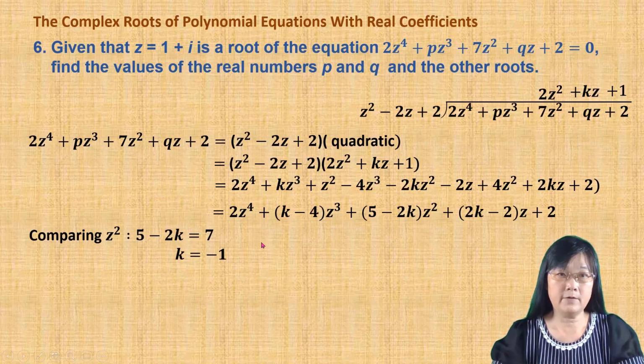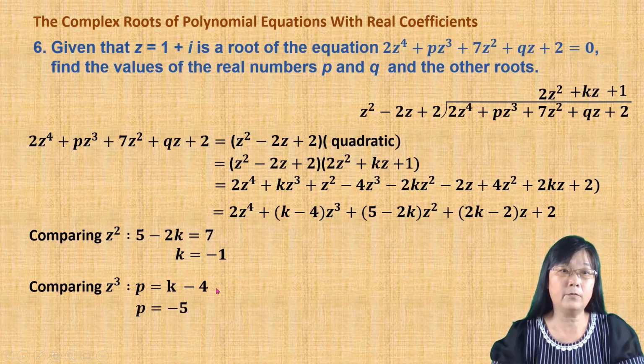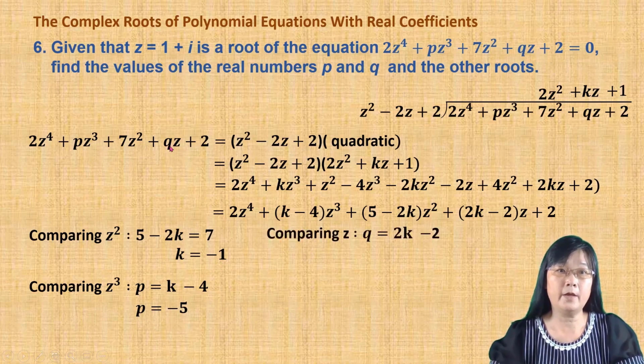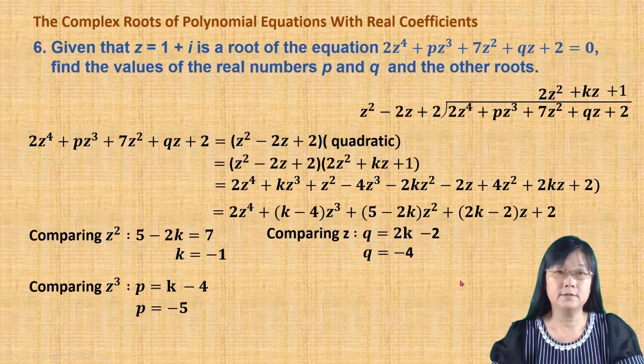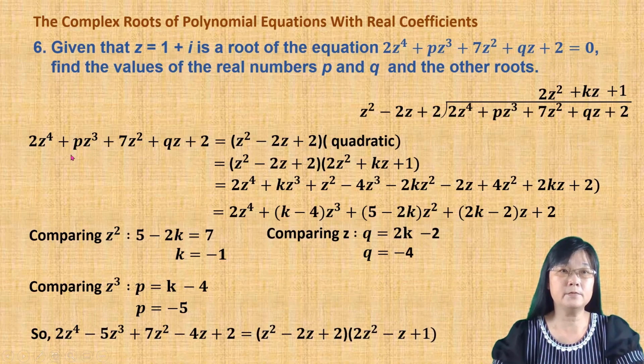So therefore, based on this value of k, now I can compare the coefficient for z power 3. That is P is equal to k minus 4. Since k is -1, P is -5. Then for Q, I need to compare the coefficient of z. So Q is equal to 2k minus 2. Since k is -1, Q is equal to -4. Then now I replace all the unknowns back into the polynomial. Then I get this.